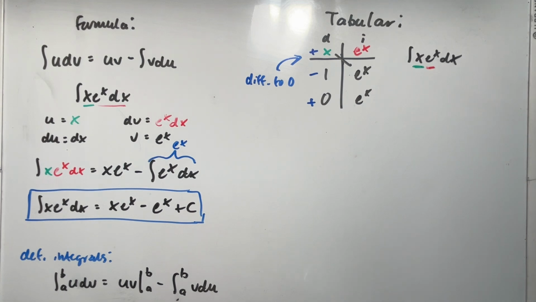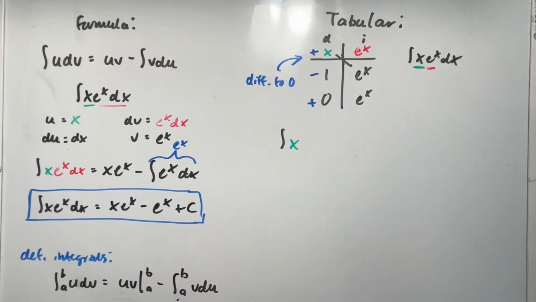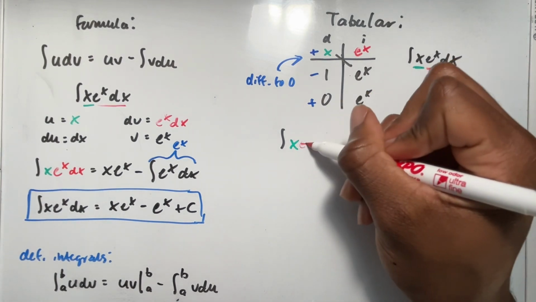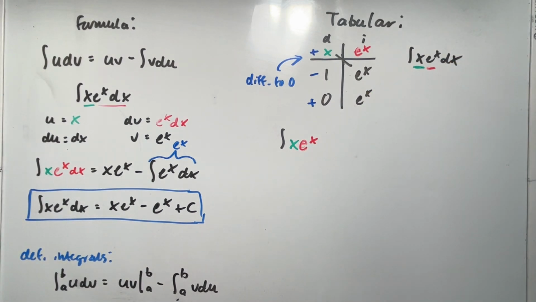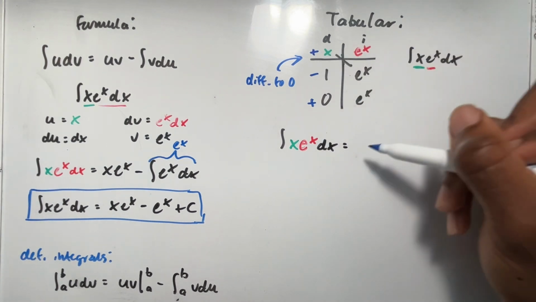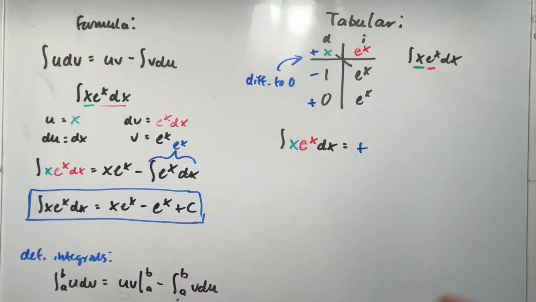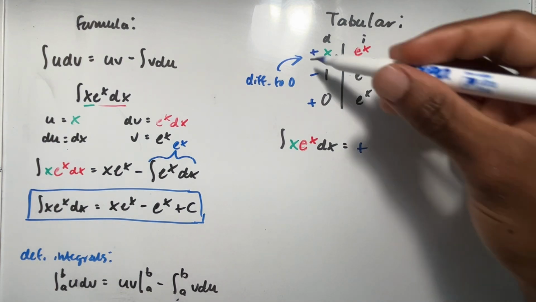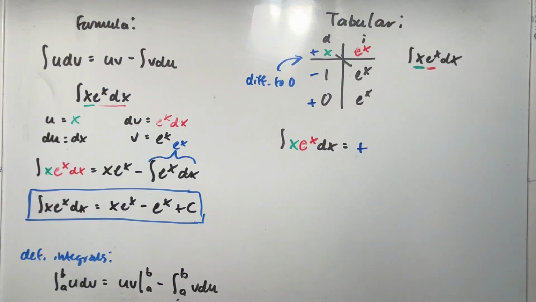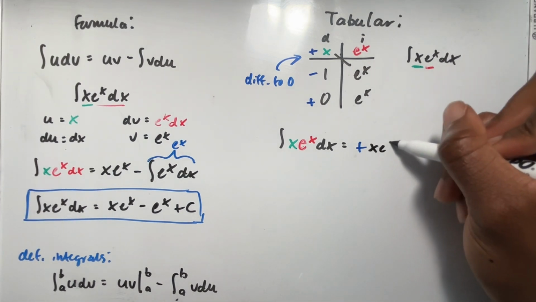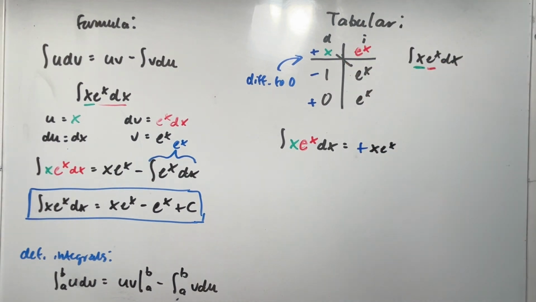And I'm going to rewrite the integral real quick. So it's going to be the integral of x e to the x dx. It's going to equal positive. So this is going to determine which sign to put before the term. So positive x times e to the x. And then minus 1 times e to the x, which is just e to the x.